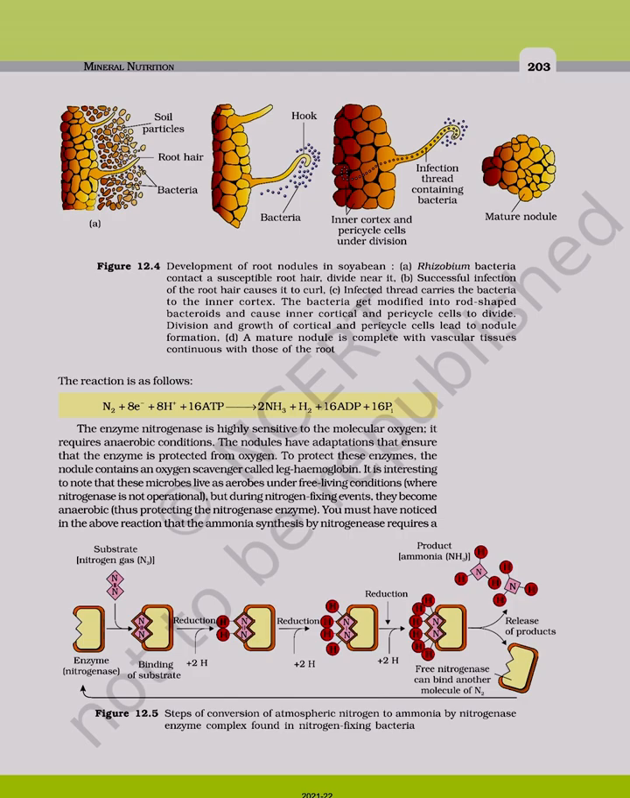Figure 12.5. Substrate nitrogen gas binds to the enzyme nitrogenase, binding of substrate, reduction plus 2H, reduction plus 2H, reduction plus 2H, product ammonia NH3. Release of products, free nitrogenase can bind another molecule of N2. Steps of conversion of atmospheric nitrogen to ammonia by nitrogenase enzyme complex found in nitrogen fixing bacteria.